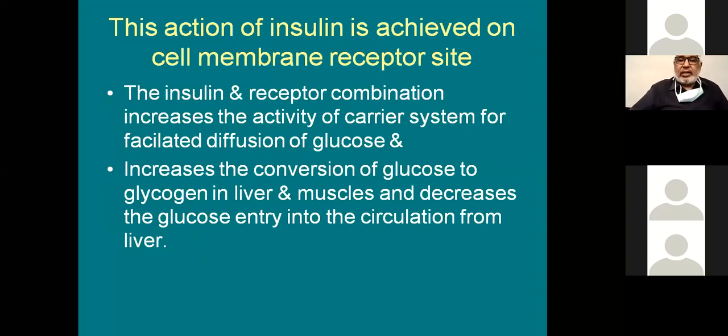This action of insulin is achieved on cell membrane receptor side. The insulin receptor combination increases the activity of carrier systems for facilitated diffusion of glucose and increases the conversion of glucose to glycogen in the liver and muscles, and decreases the glucose entry into the circulation. Blood में कम हो जाती है. This is how insulin produces the action.